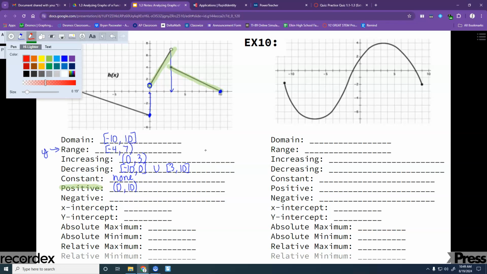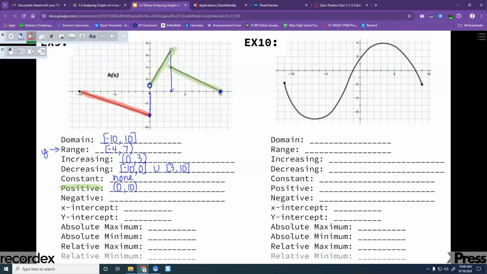All right. Negative is the part below the x-axis. That's here. Okay, so that's from this point. That's negative 10. I want to use a parentheses there as well because at the x-axis it's not actually positive or negative. And then over to this point, 0, very good. I can use a bracket right there because it's a closed circle and it's below the x-axis.